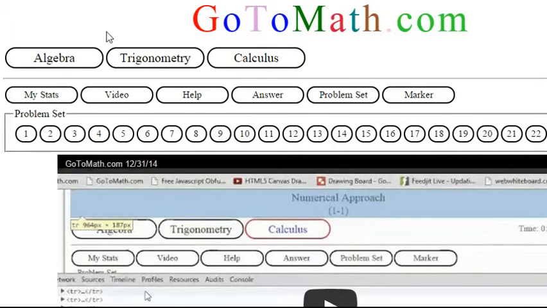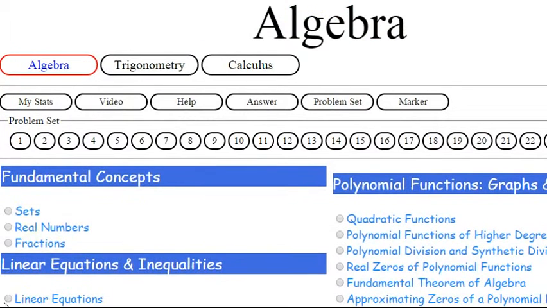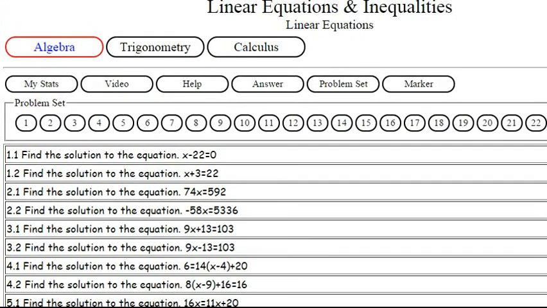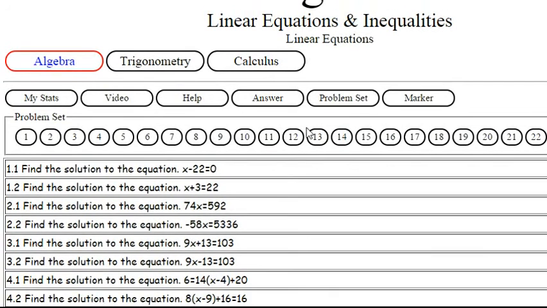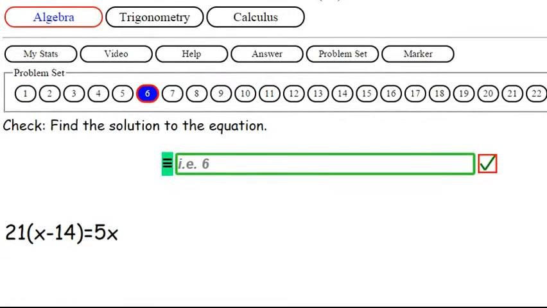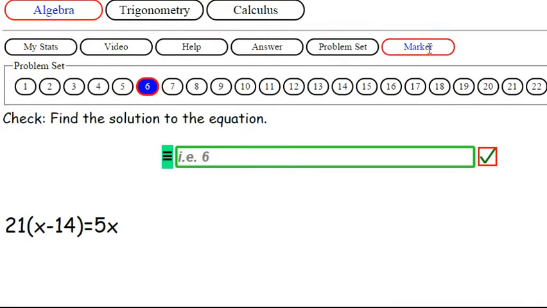All right, we're over here at gotomath.com. Click on algebra. Let's go down to linear equations. And what are we doing? We're doing 6.1. Let's just click on that. And we'll get it to come up eventually. There's only two possibilities. Okay.